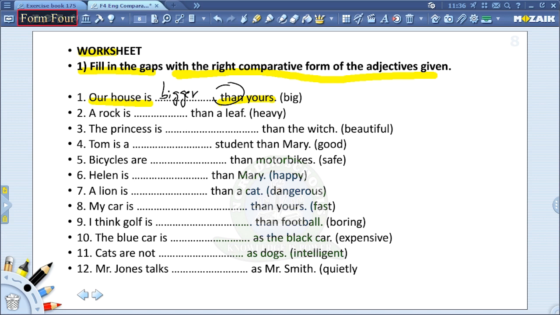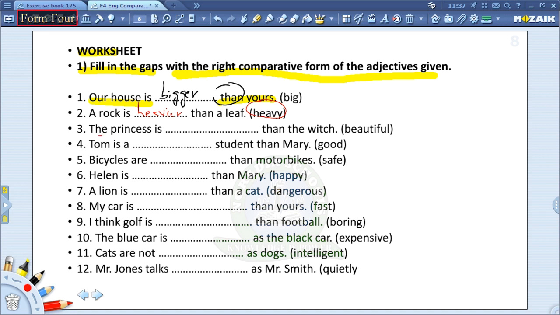A rock is than a leaf. What about this one? A rock is than a leaf. Heavier, only ER or EST? No. Heavier, IER, because this adjective ends in Y. A rock is heavier than a leaf.